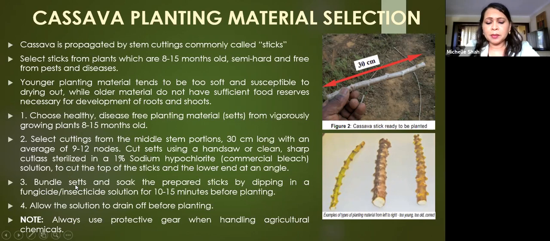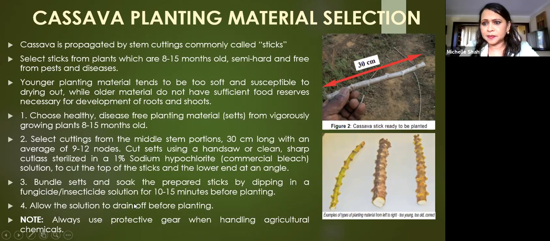Bundle the sets and soak the prepared sticks by dipping in a fungicide or insecticide solution for 10 to 15 minutes before planting. Allow the solution to drain off before planting. Note, always use protective gear when handling agricultural chemicals.